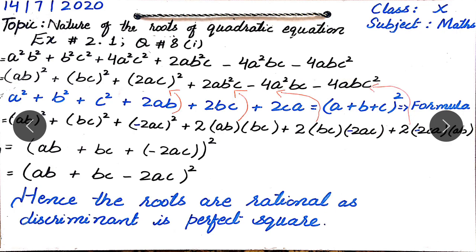Here the arrows are somehow incorrect, let me correct it. This is the result of this, and this is the result of this one. Here we can shrink the formula: ab plus bc plus... this is a, this is b, and this is c, and this is whole square, plus minus minus. Hence this is a perfect square. So we have proved the discriminant is a perfect square. So here the roots are rational then.